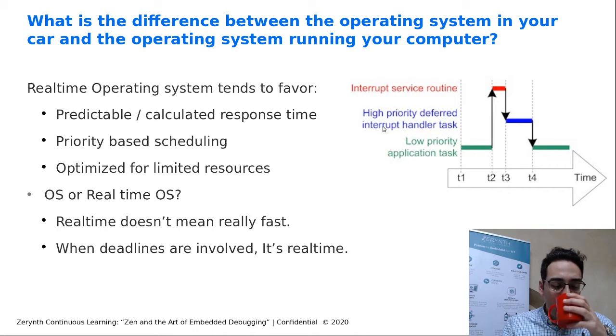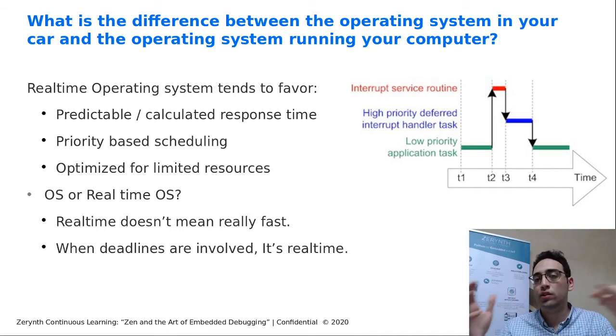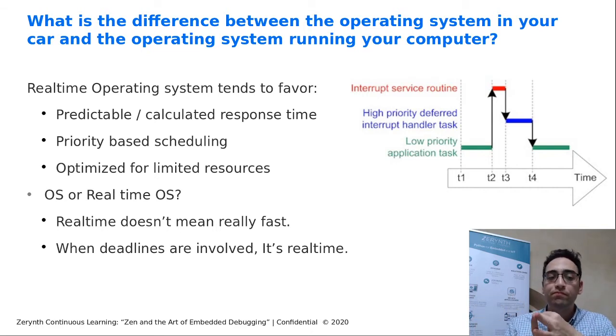So essentially what I want to say is real-time operating systems tend to have predictable response time or calculated response time because they tend to have priority-based scheduling. So it tends to have a scheduler that runs on priorities. Everything in your system will need to be prioritized, essentially.